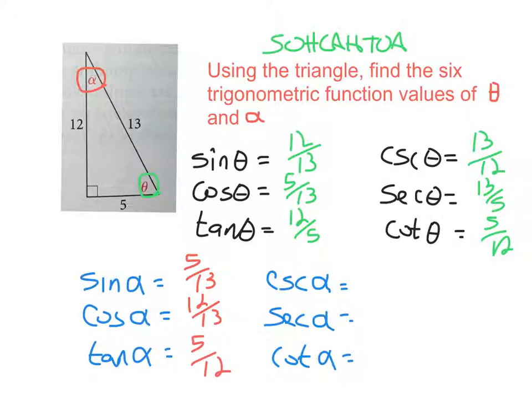And then these 3 over here are just reciprocals. Cosecant goes with sine, so just do the reciprocal. Secant goes with cosine, just do the reciprocal. And cotangent goes with tangent, just do the reciprocal. And that's all you have to do.